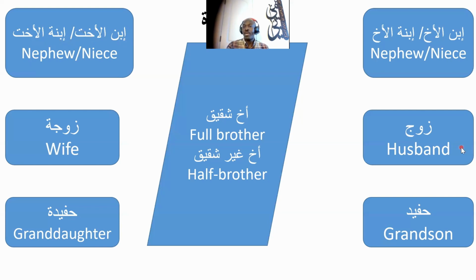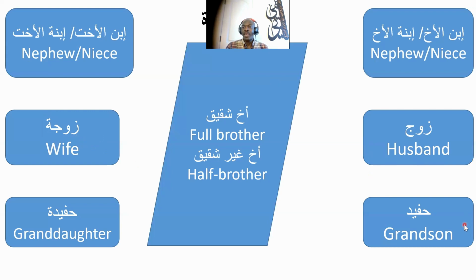Okay, so here let's focus on this. On this side, we have zawj, zay, waw, jim, zawj, and zawj is husband. And then on this side we have zawja. We added the ta marbuta here, the tied ta, to indicate that this noun is a feminine noun, and that is wife. So zawj, zawja.